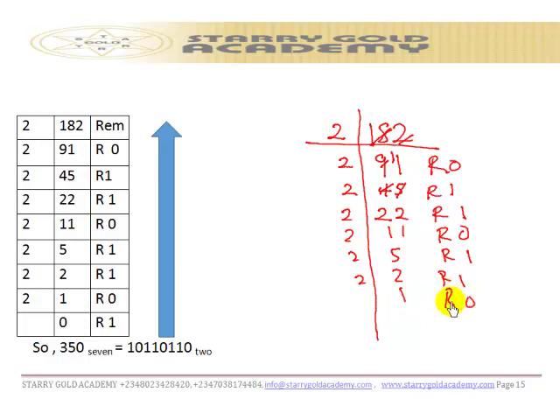Remainder 0. 2 in 1 is not possible. 2 cannot go in 1, so it's 0. Write your 1, remainder 1. And then what do you do next? Let's write our numbers from the base. You have 1, 0, 1, 1, 0, 1, 1, 0. So you have converted 350 from base 7 to base 2.